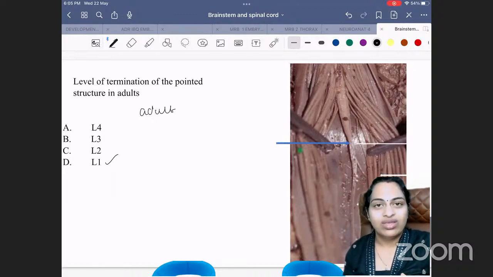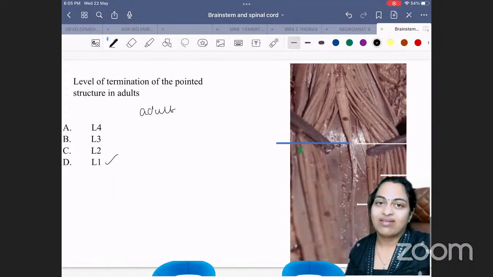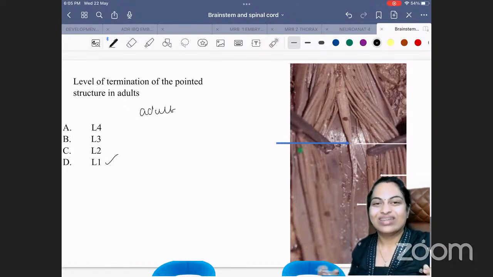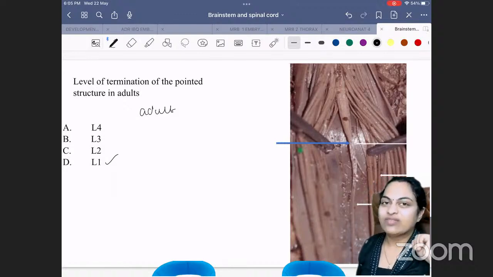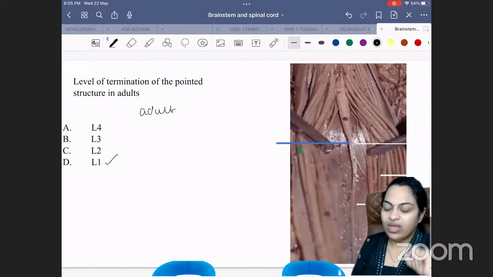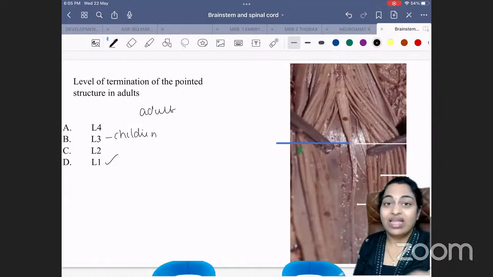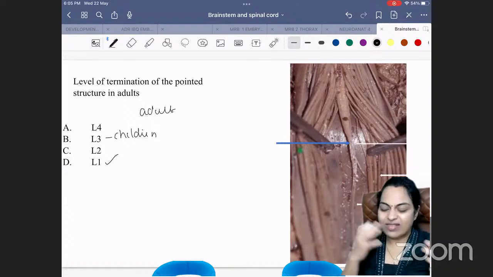The hilum of both the kidneys, the origin of the superior mesenteric artery, the pylorus of the stomach, the formation of the portal vein, so many things, right? Everything related to L1. So the spinal cord terminates in adults at the lower border of L1, whereas in newborns, it is L3.